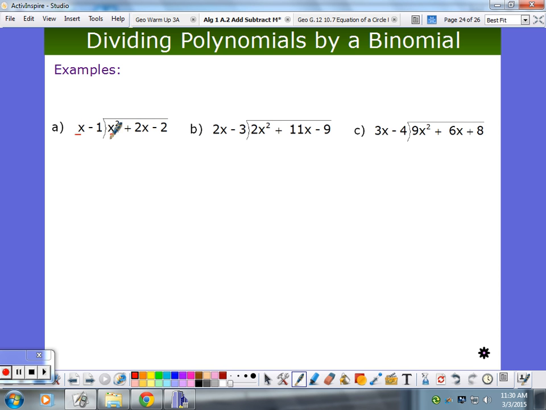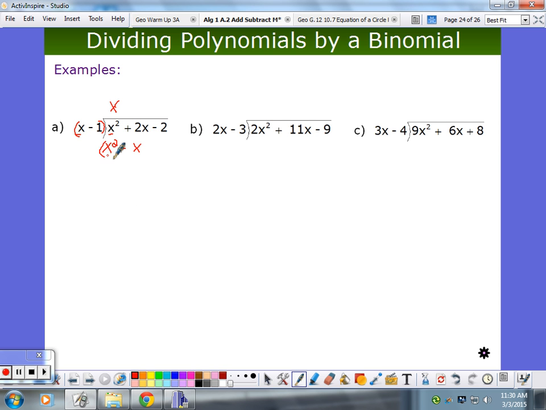You say x to x squared. How do you get there? You multiply by x. When you multiply back, look up and watch. You're multiplying x times this full divisor. So that's a distribution. What's x times x? What's x times negative 1?